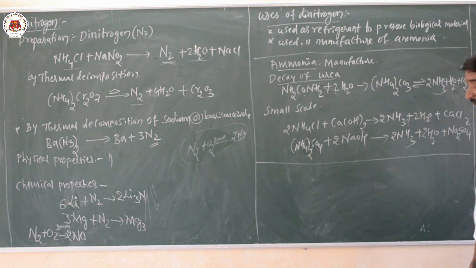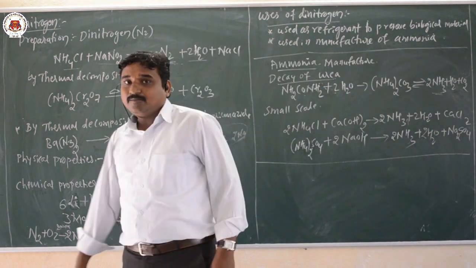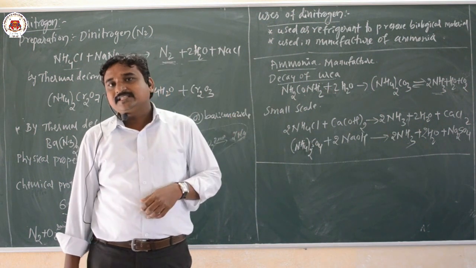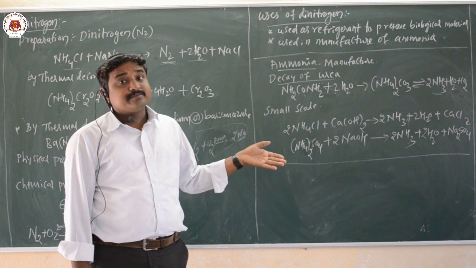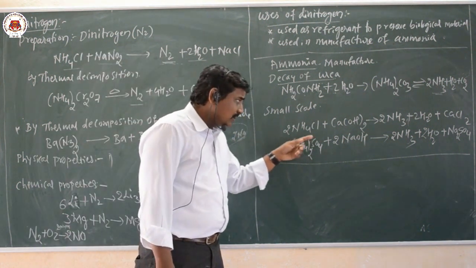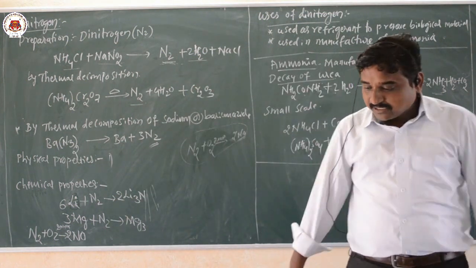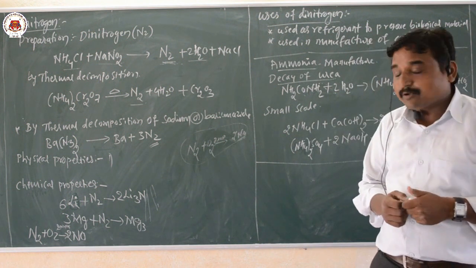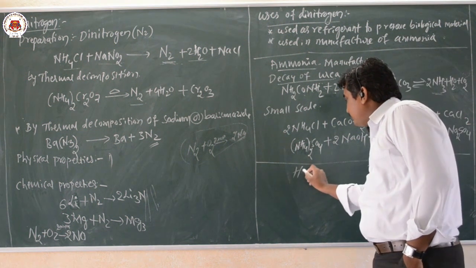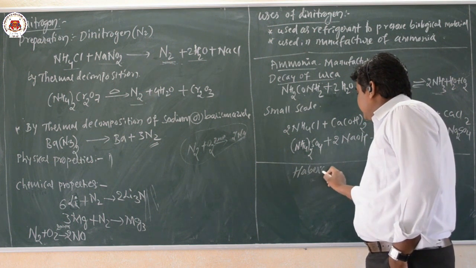Another method is ammonium sulfate reacting with sodium hydroxide, there is a formation of ammonia. So ammonium chloride reacts with calcium hydroxide to form ammonia, and ammonium sulfate reacts with sodium hydroxide to form ammonia. So these are the 2 methods for the preparation of ammonia. The next method is the manufacture of ammonia by Haber's process. This is very important for your examination.